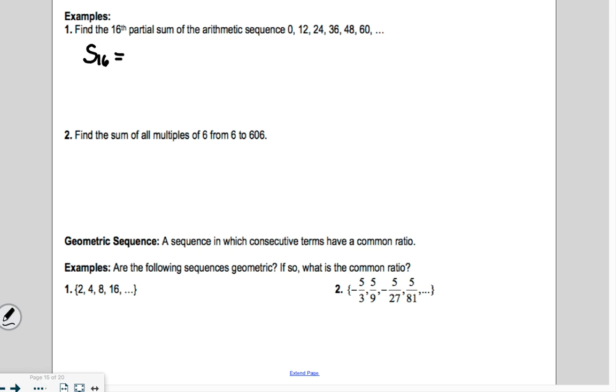Okay, so it says find the 16th partial sum of the sequence. So we're like, oh, 16th partial sum, that's the sum of the first 16 items. So I'm going to have 16 divided by 2. That's going to be my number of pairs. And I'm going to have my first term plus my last term.